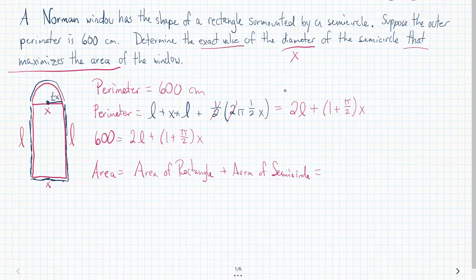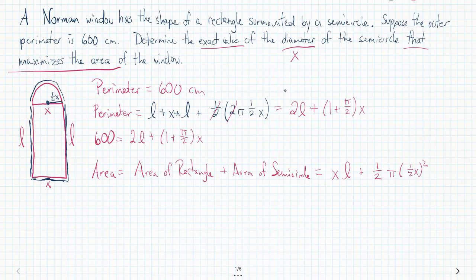Right? And so the area of the rectangle, that's not too bad. This is x times L. Okay, so that turned out to be all right. And then the area of the semicircle, remember the area of a circle is pi r squared. But we have half of that, so 1/2 pi r squared. And remember our r value is 1/2 x. So this is 1/2 pi times 1/2 x, the quantity squared.